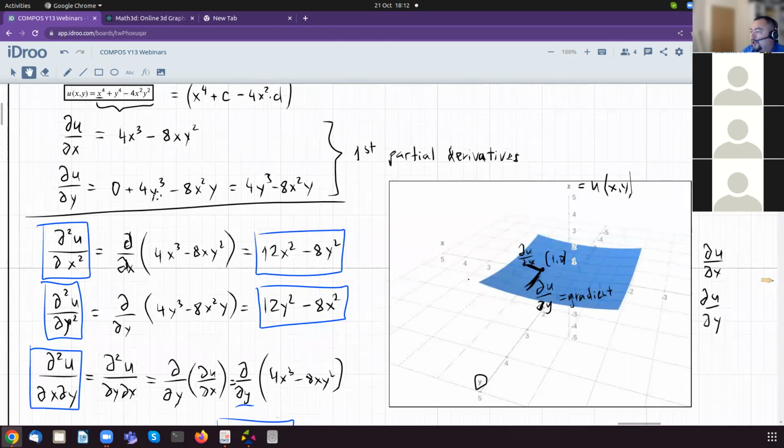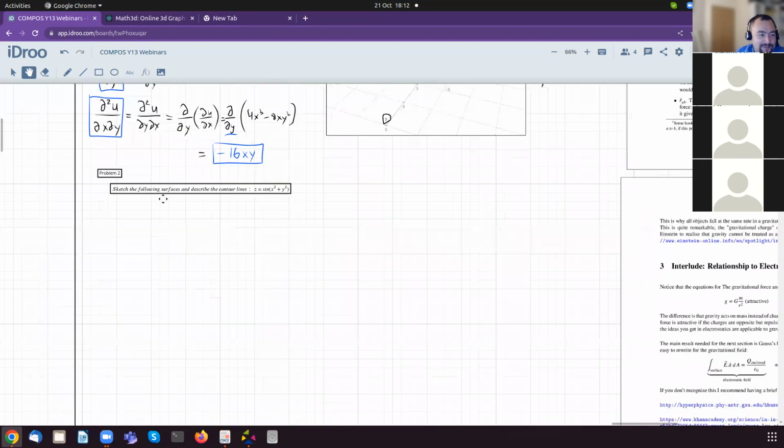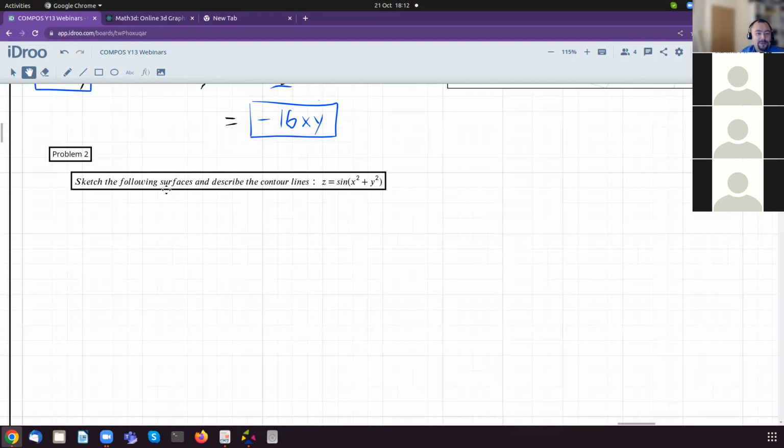Okay, so how well do you understand what we've done here in the first problem? On a scale of 1 to 10, as usual. Okay. All right. Brilliant. Okay, very impressive.